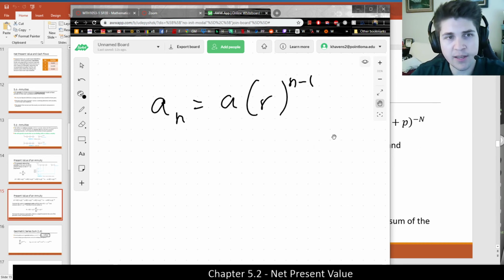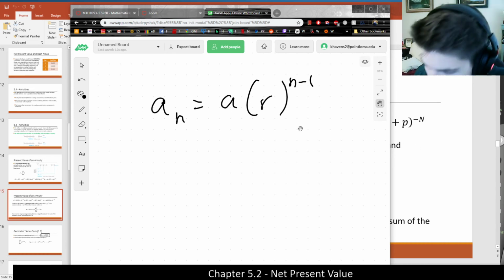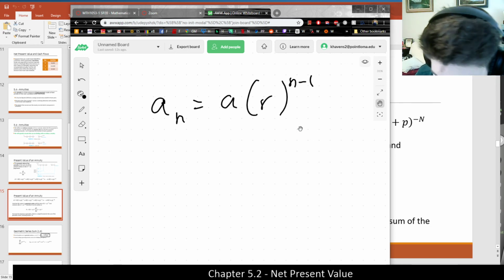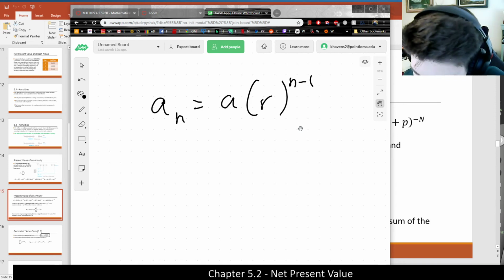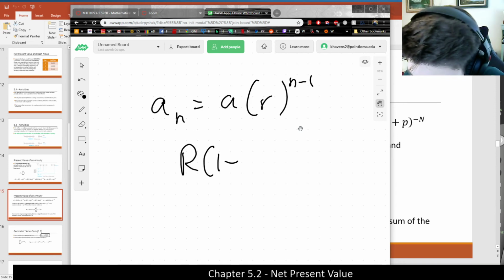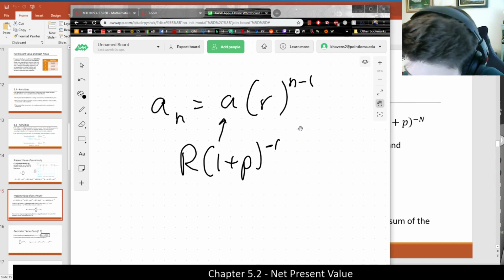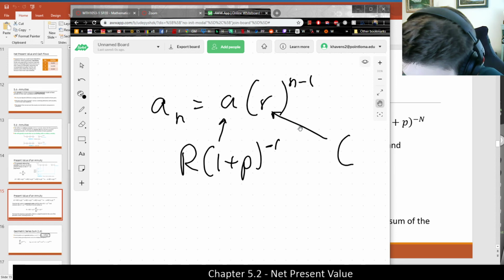So if we're looking at that one, let me move this over on my whiteboard. The first term was R times 1 plus p to the minus 1, and so that would be that. And then r was equal to 1 plus p to the minus 1.